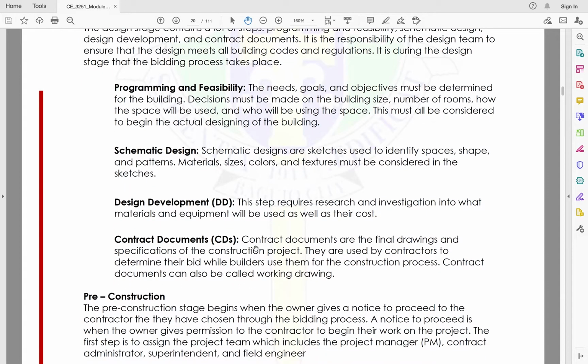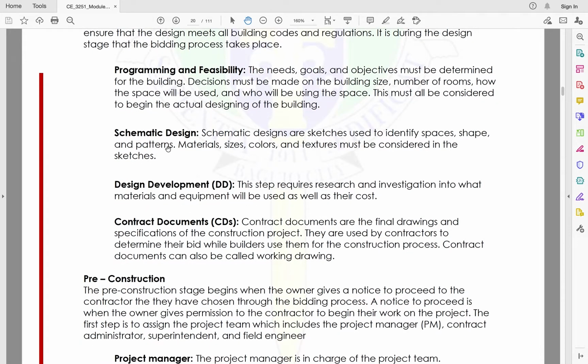Design development. This step requires research and investigation into what materials and equipment will be used as well as their cost. So, at the schematic design, the client has approved, or is more or less okay with, the look. Then in design development, this is where we add the architecture, more or less the aesthetics. And from there, we look at the pricing in terms of materials and equipment.